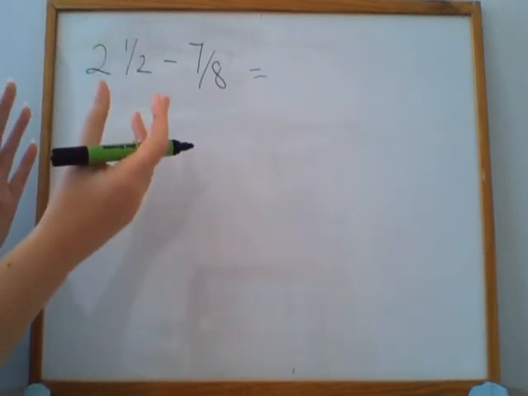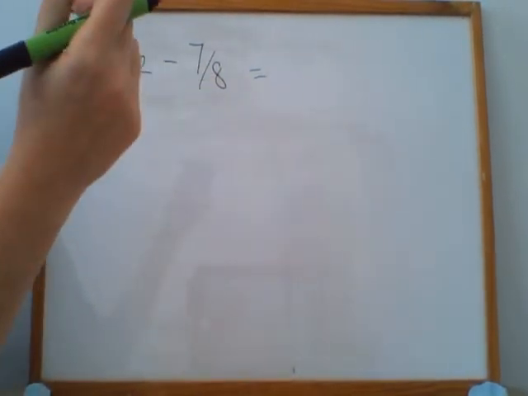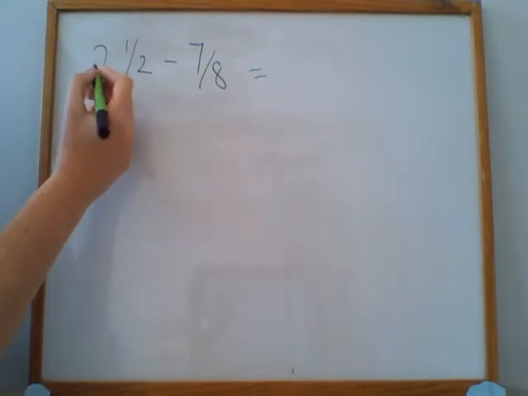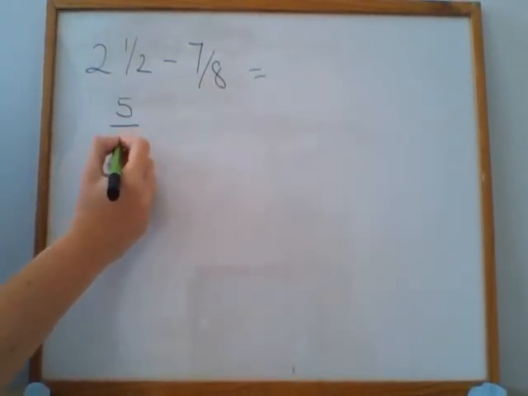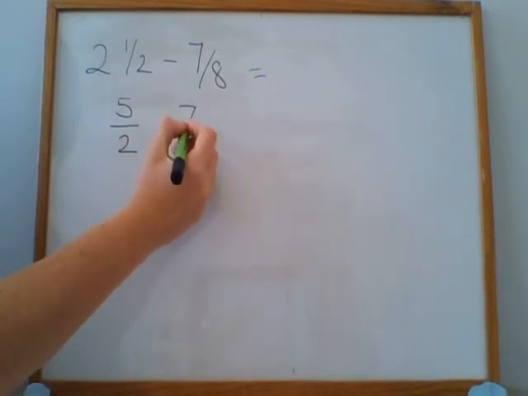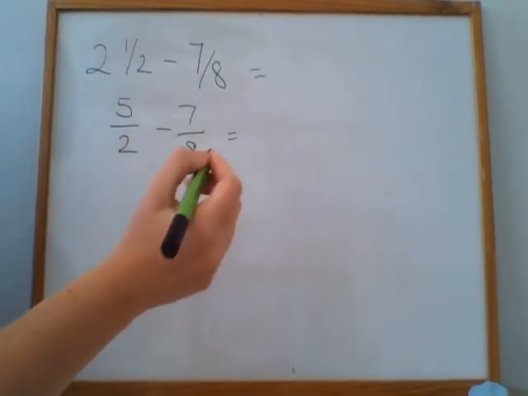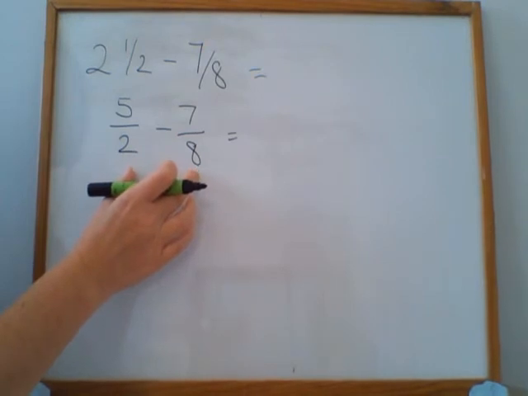We need to make them the same because at the moment we've got a mixed number and a fraction, so we need to make them the same. 2 times 2 is 4, add 1 is 5, over 2, take away 7/8. Okay, we still can't take them away because our denominators are different. We need to make these the same.